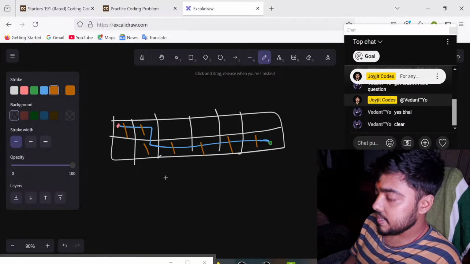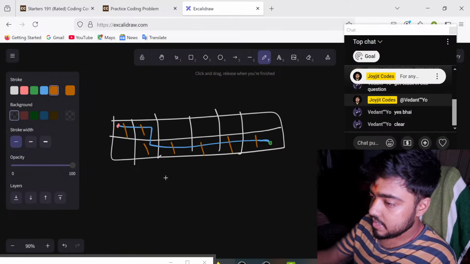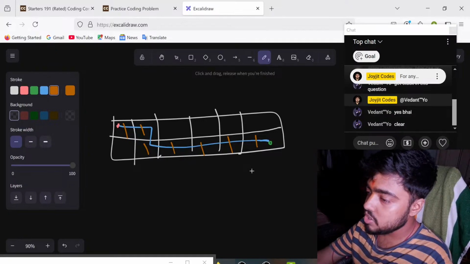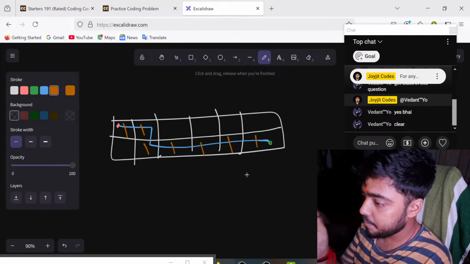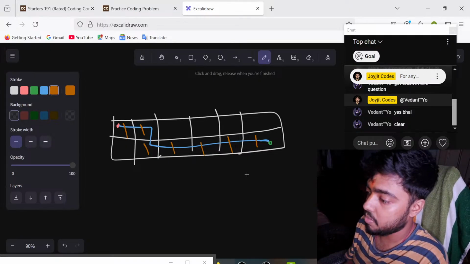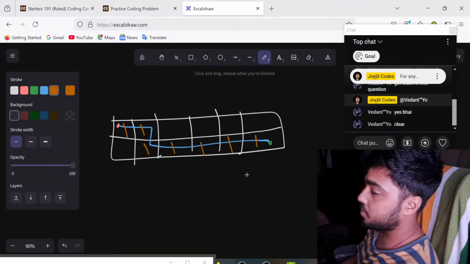So isn't it very much evident, like this blue line, how the pattern of this should be? This is something that I just tried to make you understand, because this is a very important concept. This is a core concept of this problem. Okay, how the blue line will be there.